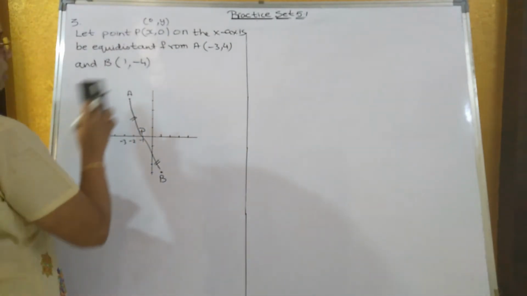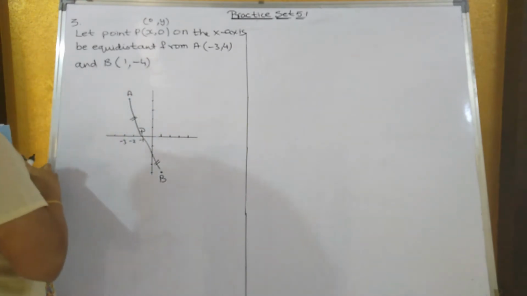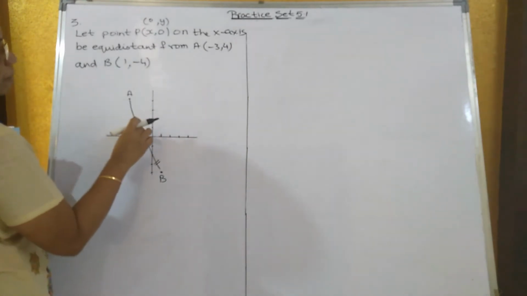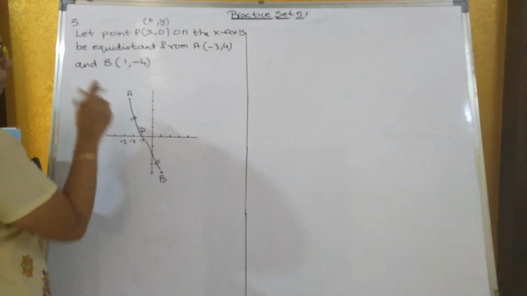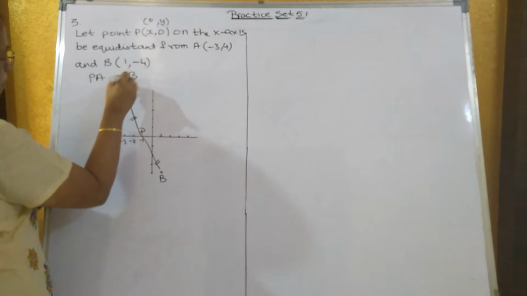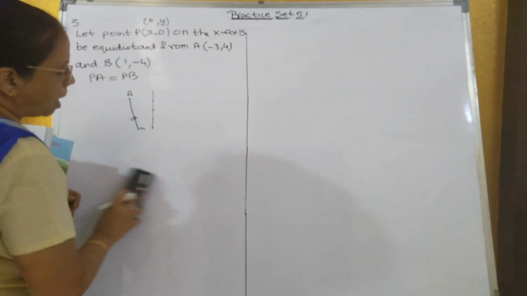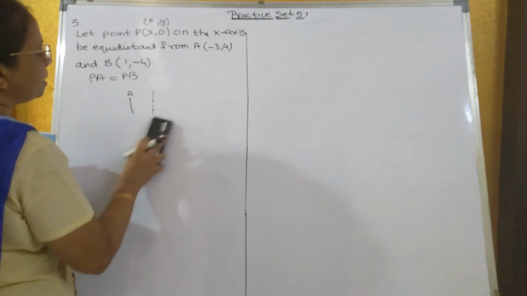The point on the x-axis should be equidistant from A(-3, 4) and B(1, -4). Since it is equidistant, therefore PA should be equal to PB. Why is it equal? Because it is equidistant from either end, that is, A and B.